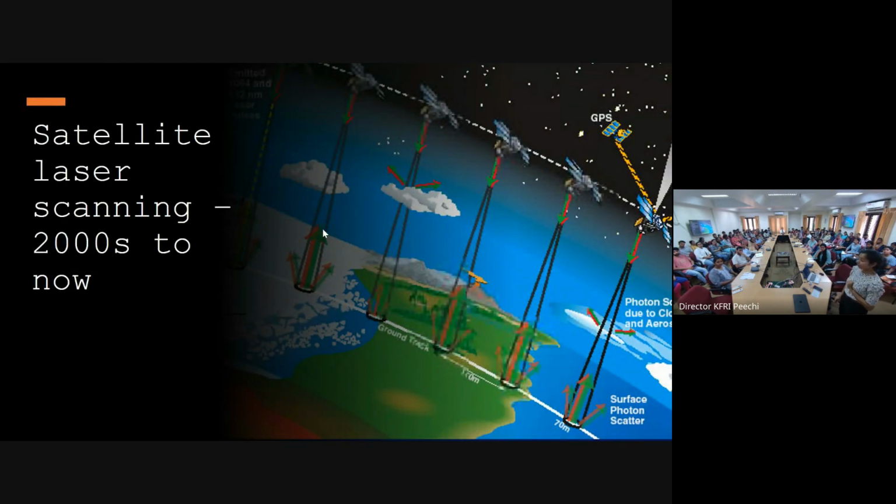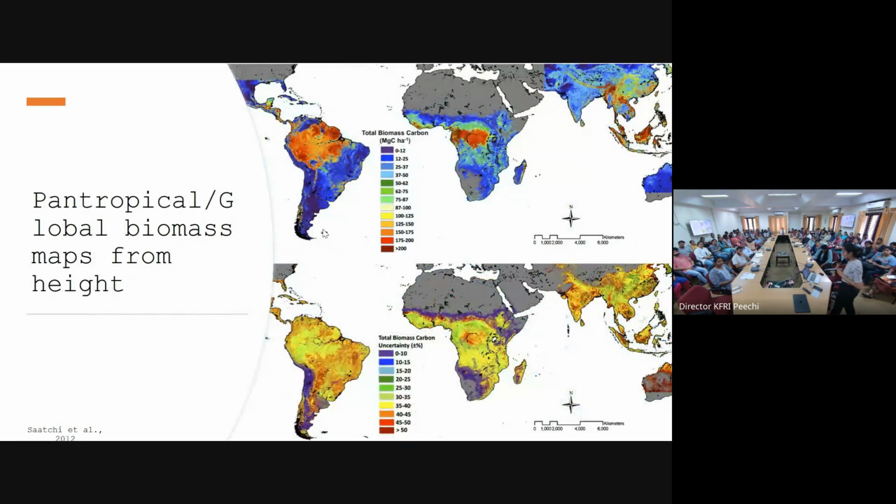And then in the 2000s came satellite lasers. This is an example, a satellite LiDAR called GLAS. This GLAS was actually put on ICESat, and the ultimate aim of that was to monitor the ice sheets. But scientists started using that LiDAR to actually estimate the carbon in forest. And exactly using the same way, like what I mentioned, relating the height that you derived from the LiDAR to the field-derived biomass, they started estimating global biomass maps.